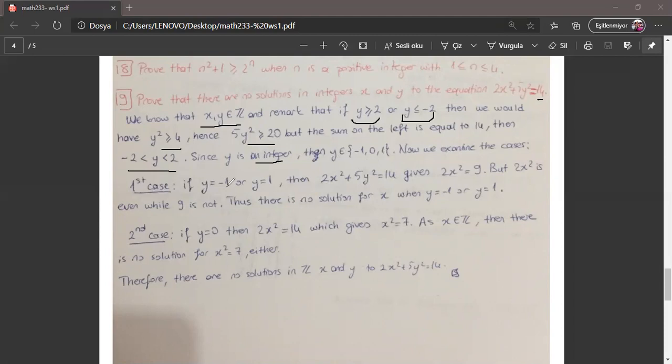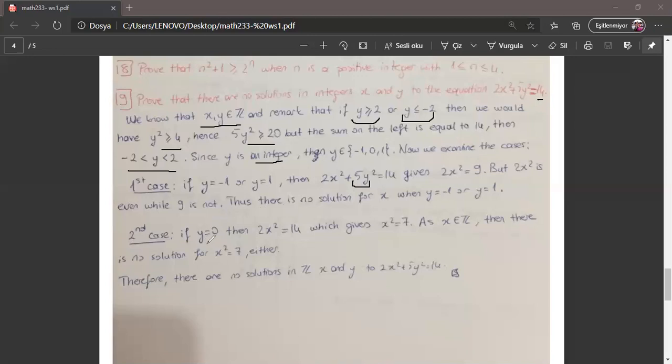So if y equals -1 or 1, then we have 5y squared equals 5, right? If y equals these 2 values, we have 5 here. And then this equality gives that 2x squared equals 9. But we know 9 is odd and 2x squared is even. Thus, this equality has no solution. So in this case, we cannot find any integer solutions to this equation.